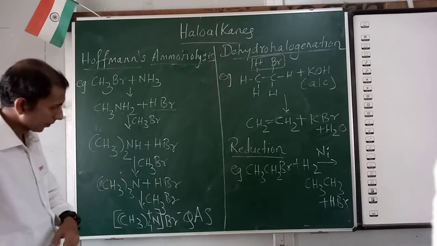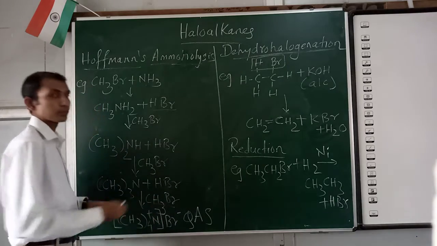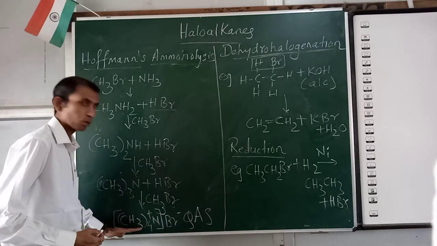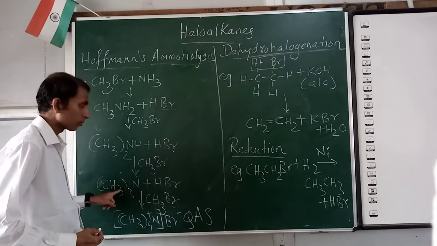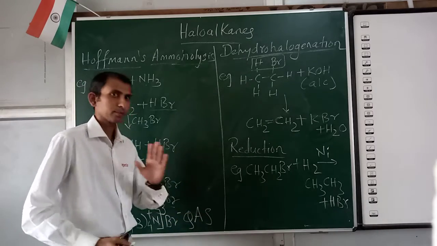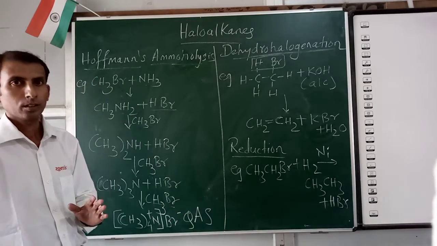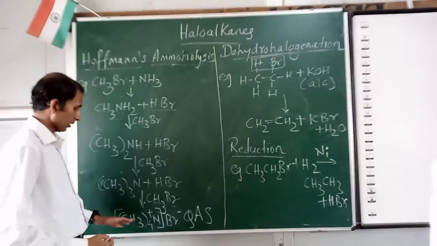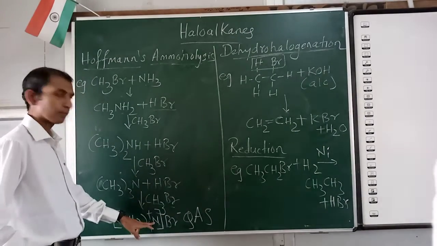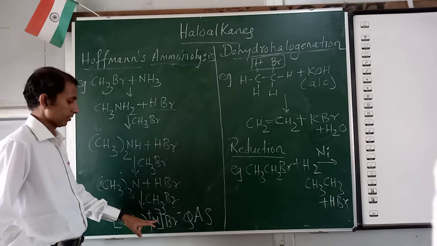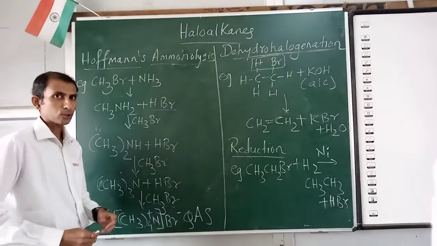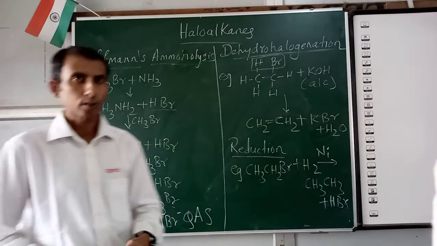And the last step here, the last molecule of haloalkane added to this particular compound and we get quaternary ammonium salt. Quaternary because there are 4 methyl groups, and ammonium because N is there, and salt because plus and minus charge is there. That's why it is called quaternary ammonium salt.